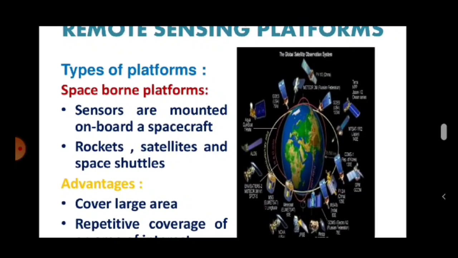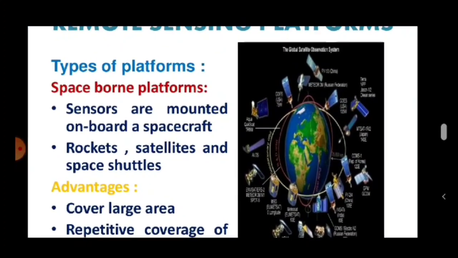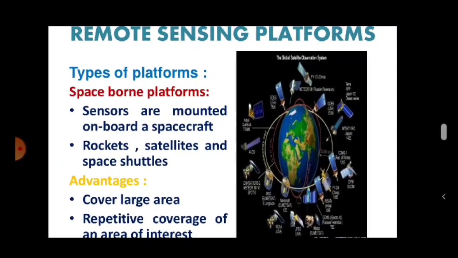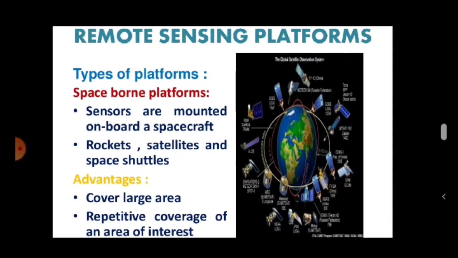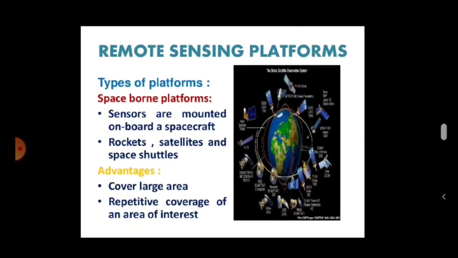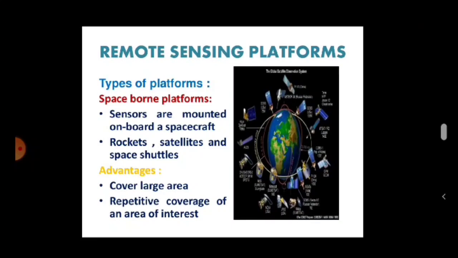So when comparing sensor types, there are 6 sensor types roughly that can be categorized. One is digital frame camera, another one is push broom, and there are 3 categories of whisk broom scanning mirrors.